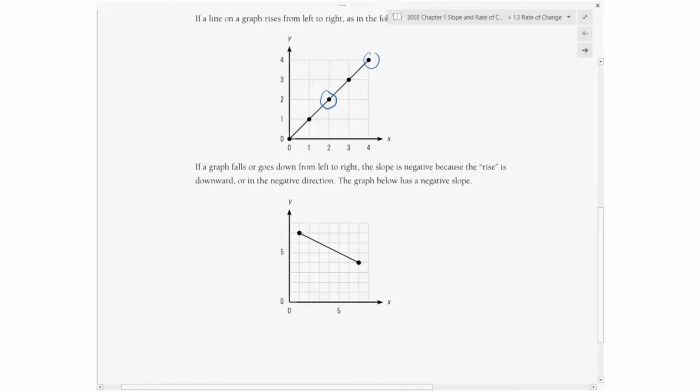And we mentioned this a little bit towards the end of the last booklet. If a graph falls or goes down from the left to right, this is negative because the rise is going down. So just like we read in Canada, we read from left to right, we read our graphs from left to right. So it's higher here, it's lower here, so it's going down, it's a negative slope. If it's going up, it's a positive slope. So those are important things to remember here as well.